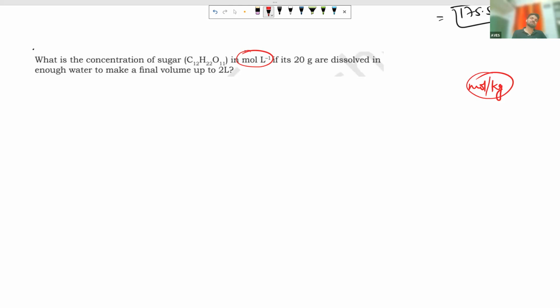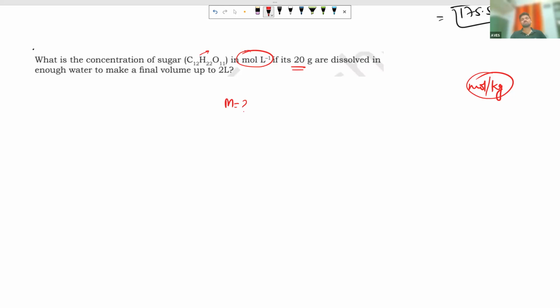Can you tell me what information is given to you here? The concentration means what is it asking? First of all, it is asking for the molarity. If 20 grams, this is the solute given to you. And just 20 grams. So, what is this 20 gram? What is this 20 gram given?